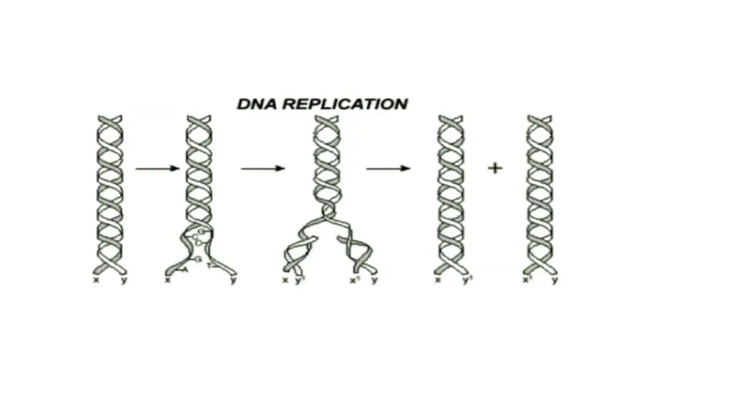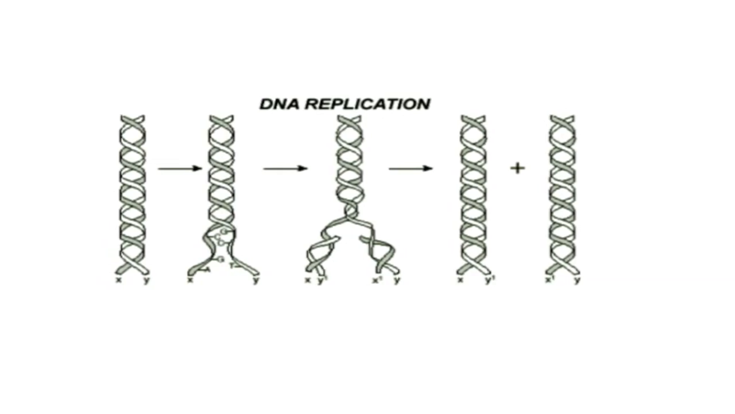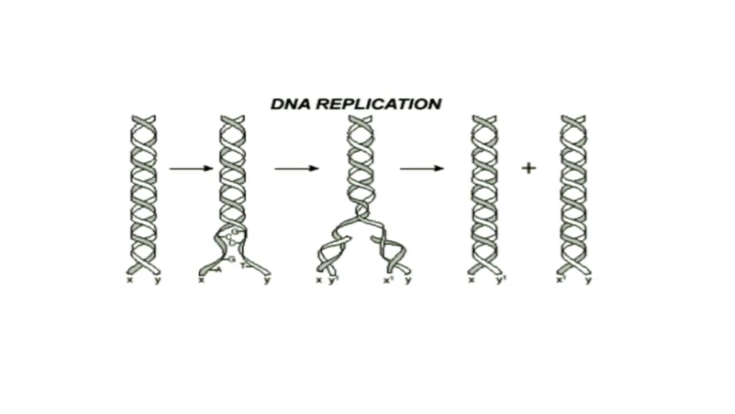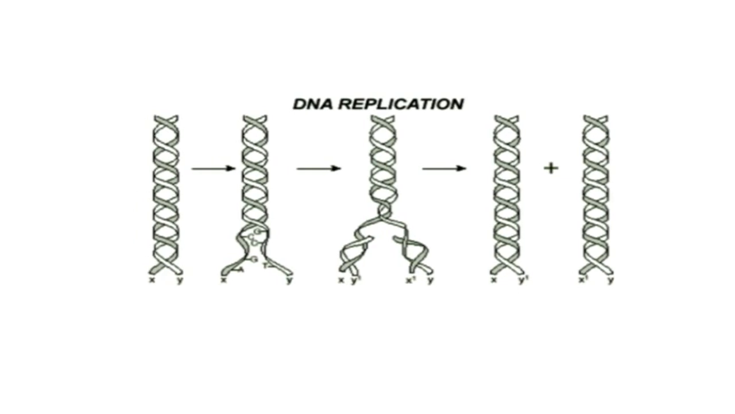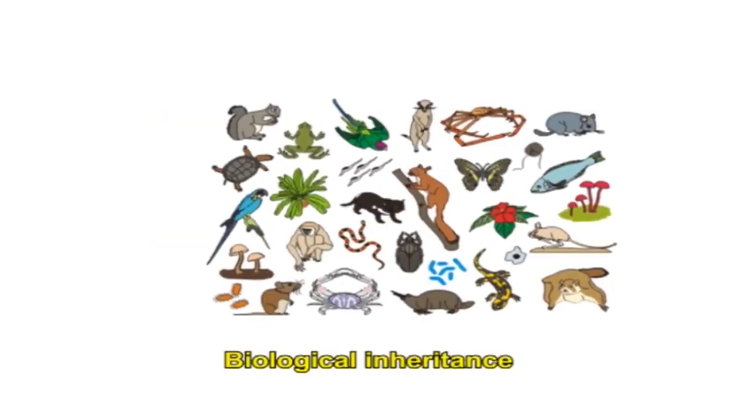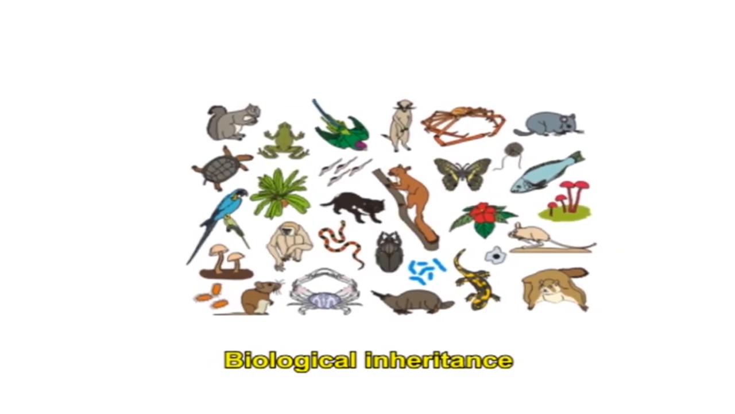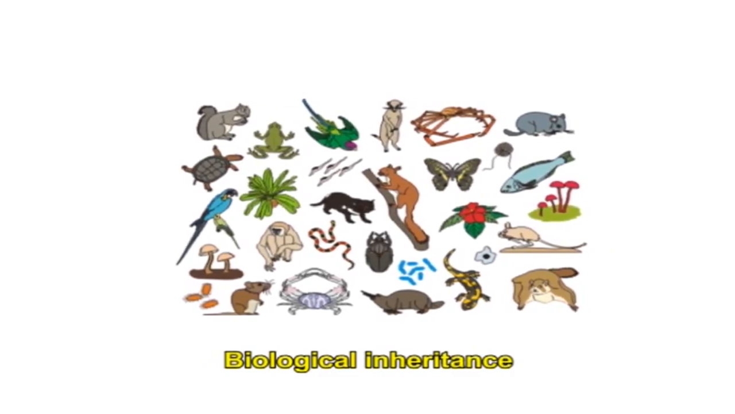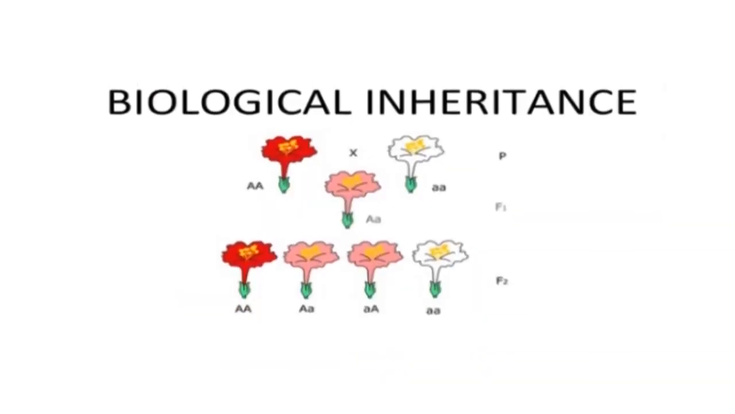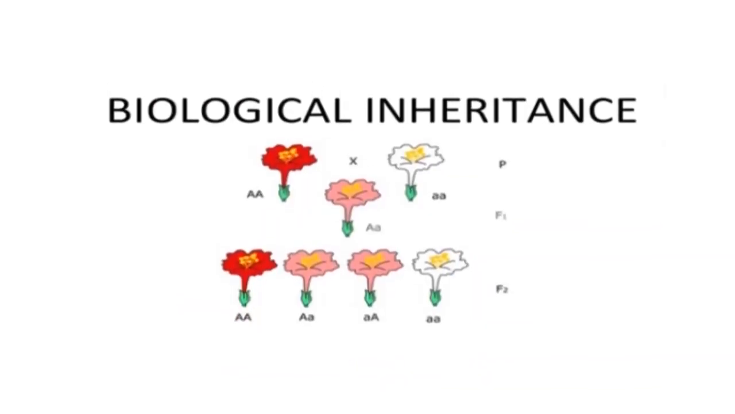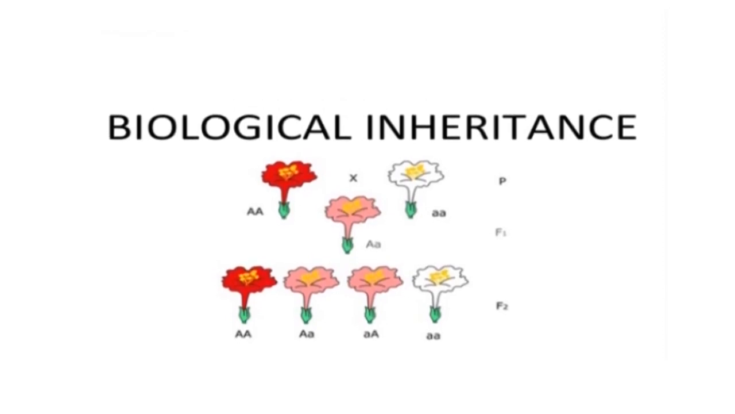The process of developing two exact, identical copies of a DNA molecule from one original DNA molecule is known as DNA replication. The process is the basis of biological inheritance and it occurs in all living organisms. Biological inheritance is passing the traits to offspring by their ancestors or parents.